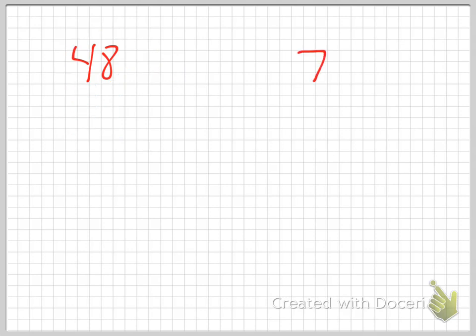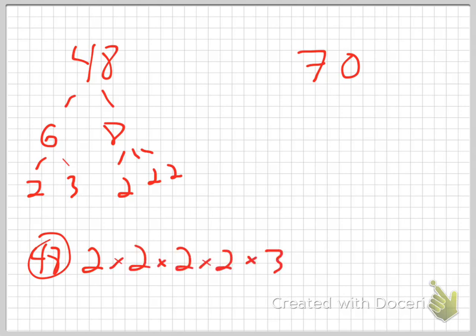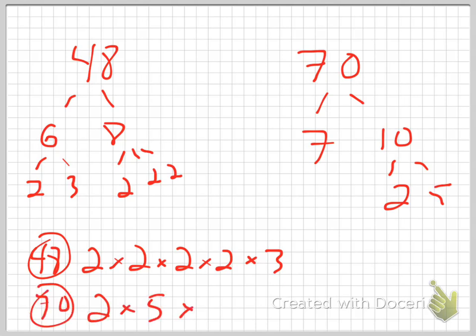Prime factorization. What's the prime factorization of 48? 6 and 8, which is 2 and 3, and 2, 2, 2, right? So 48 is 2 times 2 times 2 times 2 times 3, right? Okay. 70 is 7 and 10, 2 and 5. Okay, so 70 is 2 times 5 times 7. Agreed?